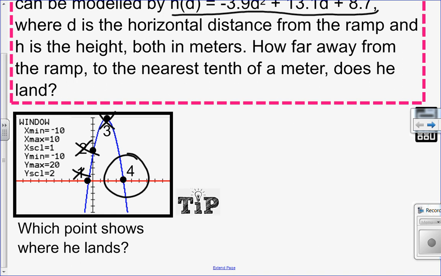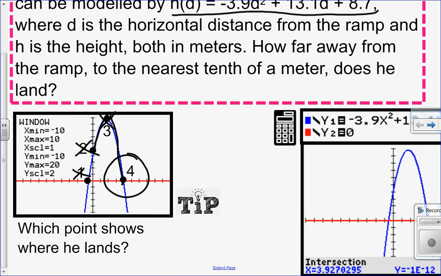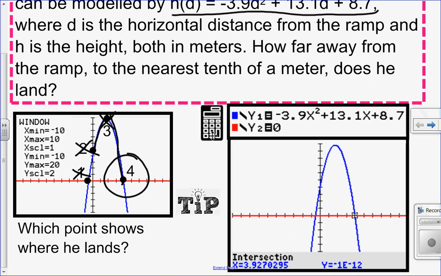Point number 4 tells me how far away from the ramp he is when he lands. He's on the ramp, he jumps up, reaches a maximum, and comes back down. Point 4 is the point I'm looking for. Putting that into my graphing calculator, you can see where it intersects the x-axis, where the height is 0. Again, remember, 0 in disguise. When the height is 0, because he landed, the distance will be 3.9 meters from the start of the ramp.